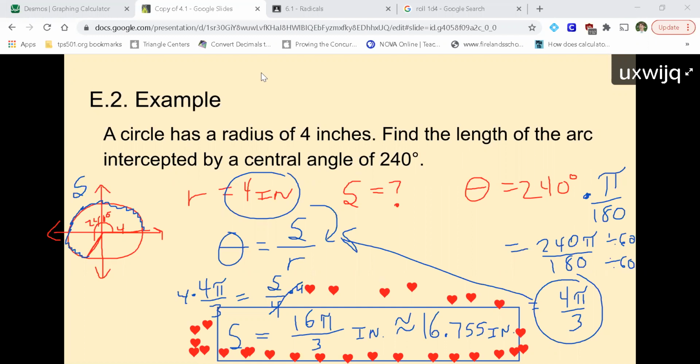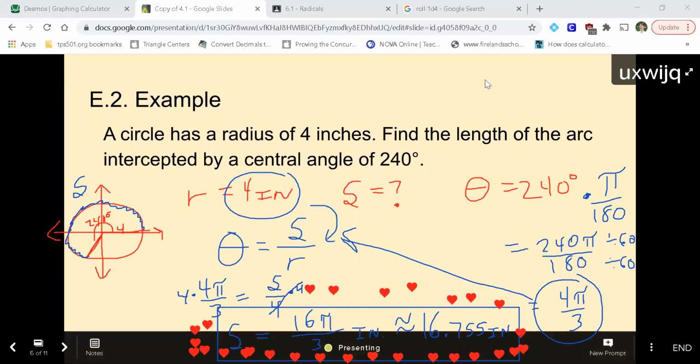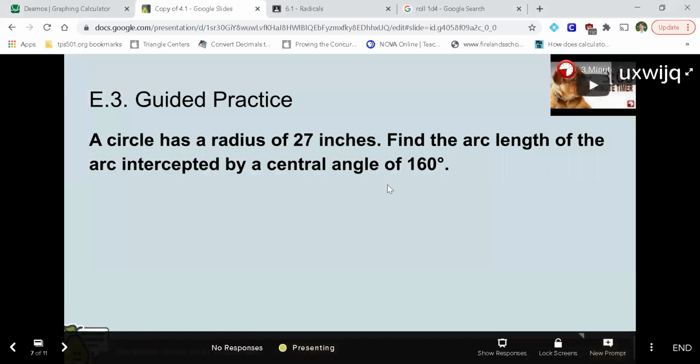All right. Then it's your turn. Same type of problem. Find the arc length given a circle of radius 27 and a central angle of 160 degrees.